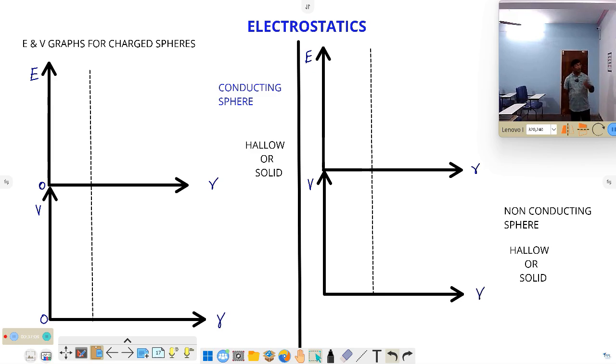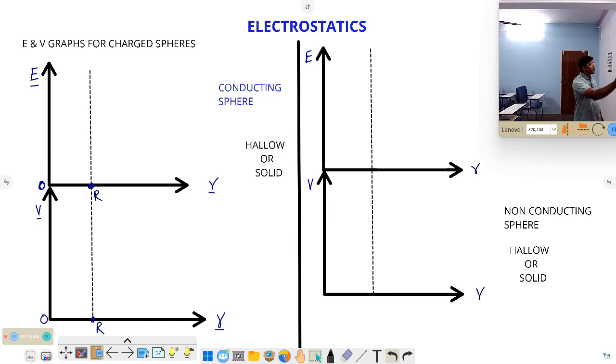Now we'll discuss the graphs related to charged spheres. We are comparing electric field versus potential. Here we are taking the graphs for the non-conducting sphere and the conducting sphere, in the case of hollow and solid. The comparison we are understanding here. Every sphere contains a center; this is the origin of the sphere, I am calling it O. This is the center of the sphere. The dashed line indicates the surface of the sphere, which is at a distance of R in the graphs. Here I have taken the graph separately: the electric field versus distance graph, and the potential versus distance graph.